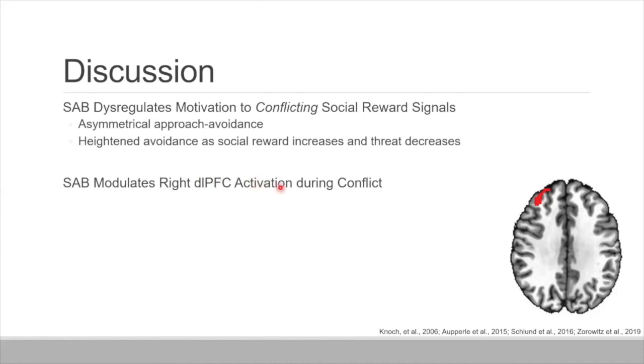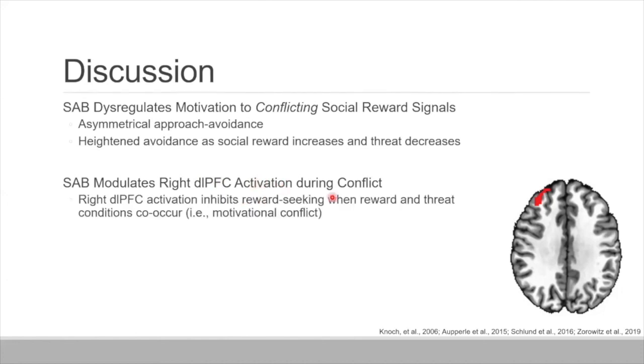the social avoidance behavior. And there's been previous research, not on social conflict, but on approach avoidance conflict in general. And it seems like what right DLPFC activation does from a mechanistic point of view is it really inhibits reward seeking or approach behavior when you have co-occurring threat and reward, or in other words, motivational conflict. So that's really when you see the right DLPFC governing behavioral outputs, specifically during motivational conflicts. And from a behavioral point of view, what it tends to do is dampen down your approach behavior when you're experiencing this motivational conflict.